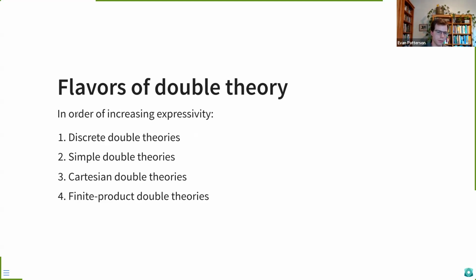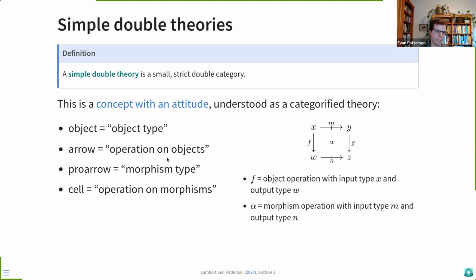Actually the simplest flavor that we'll consider are the so-called discrete double theories. But I'm going to come back to those later because those are the sort of ones that are currently implemented in the tool. I'm going to start where we start in the paper with so-called simple double theories. So a simple double theory, as we define it, is nothing more than a strict double category, which we would usually also assume to be small. And this is, as the nLab would call it, a concept with an attitude, right? Because we're really just looking at a strict double category here, but we're viewing it in a certain way.